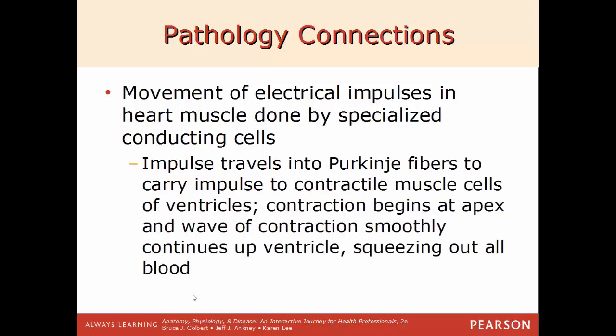And the impulse will go into what are called Purkinje fibers that carry the impulse to contractile muscle cells of the ventricle. And the contraction will begin at the apex of the heart and act as a wave of contractions smoothly up the ventricle, squeezing out all the blood possible.